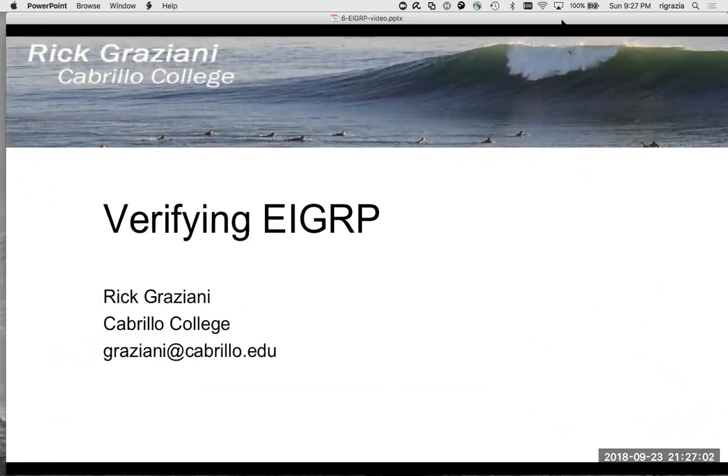All right, so that's a quick look at verifying EIGRP. We've got a lot more coming on EIGRP.